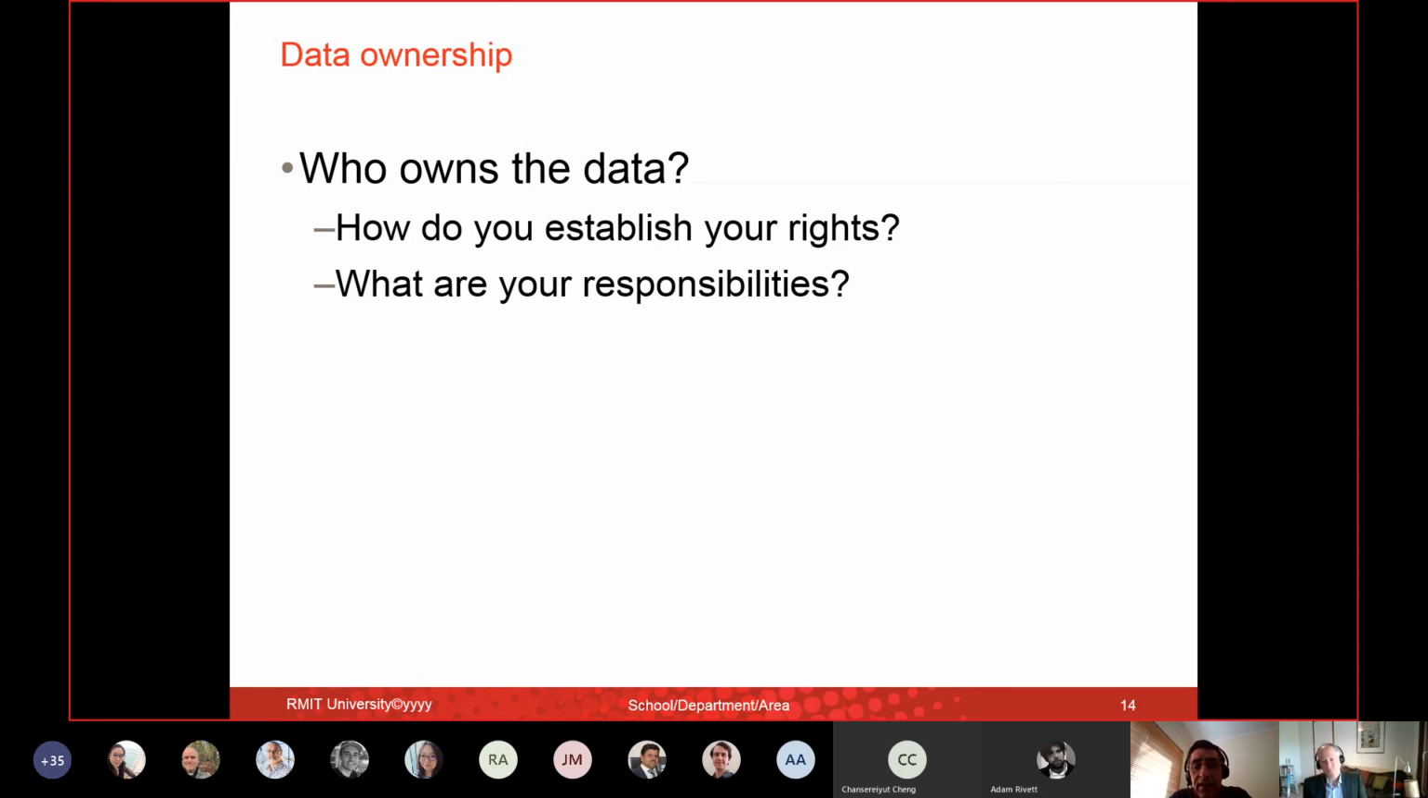Then I think this is one of my last slides, and the issue is: who owns the data? Now, this is a very, very generic question, and I would like to encourage some of us to get into this. One simple point is, if a grad student has collected the data in your lab, who owns it? Do you own it? Does the student own it?